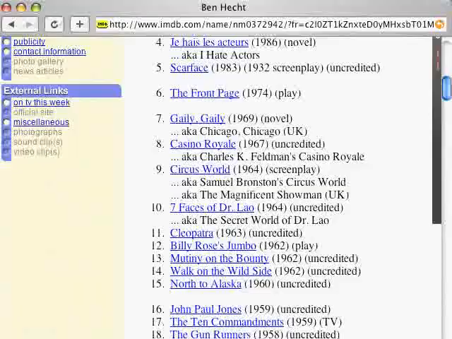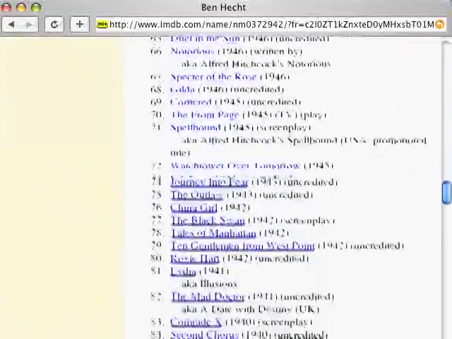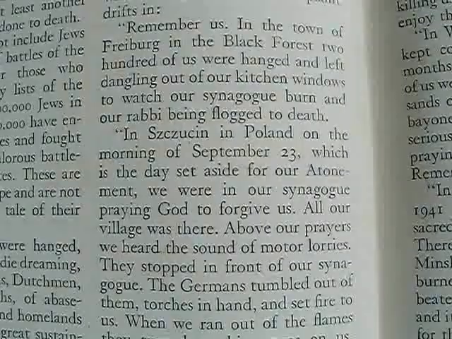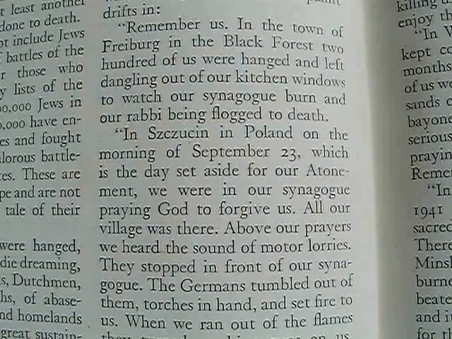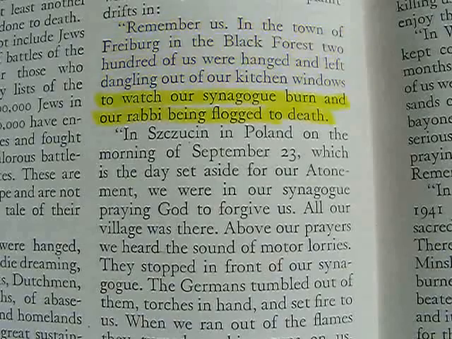This story in Reader's Digest brought the Holocaust story to the heartland of America for the first time. But his information includes incidents that never happened. Incidents that even Raul Hilberg doesn't believe ever happened, the first 3 of which mention synagogues. This is the first incident Hecht gives. "Remember us, in the town of Freiburg, in the Black Forest, 200 of us were hanged and left dangling out of our kitchen windows to watch our synagogue burn and our rabbi being flogged to death."